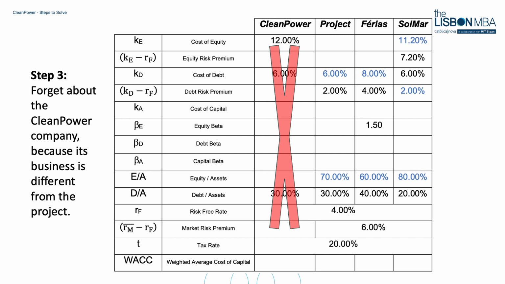Step 3. Forget about the CleanPower company. Forget about it. Erase it. You don't need anything from there. Why? Because their business is totally different from the tourism business. So they don't play a part in these calculations. We need to compare the tourism companies between themselves and to assess the risk in those businesses.